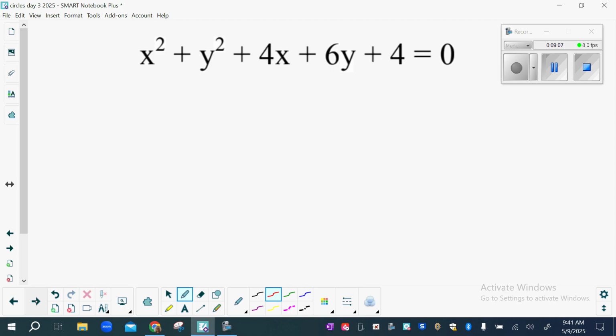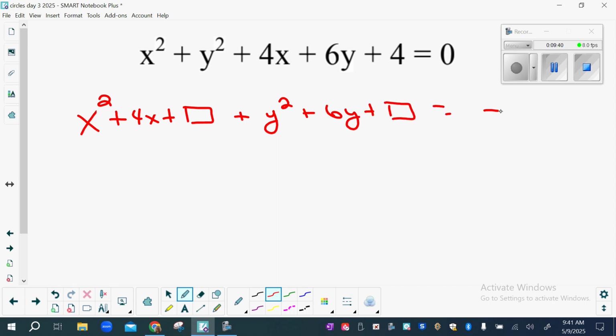Oh, where's your box? So, and then the equals, and that 4 has nothing, so he's going to be negative. But he's negative now because I hopped in negative. Okay, now start filling in your box. Perfect, perfect, perfect. Here I go. X squared plus 4x plus little box plus y squared plus 6y plus little box equals -4.